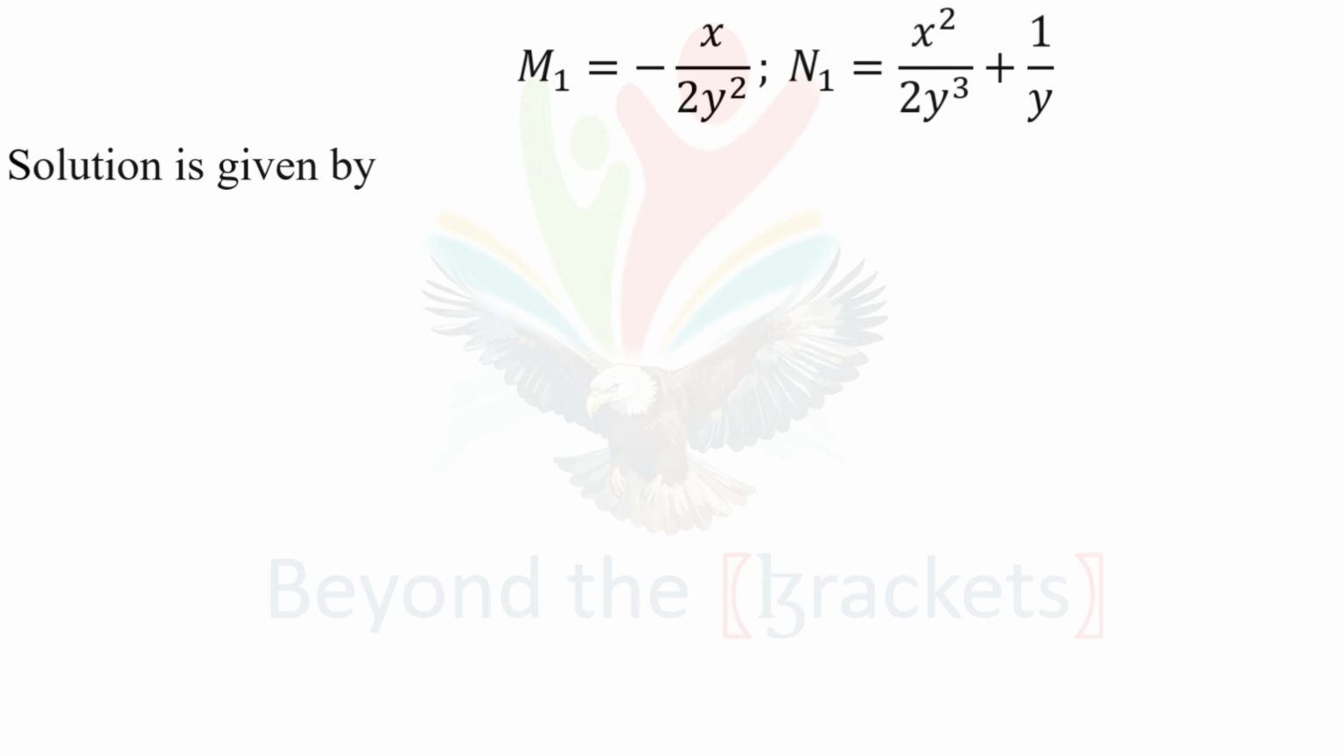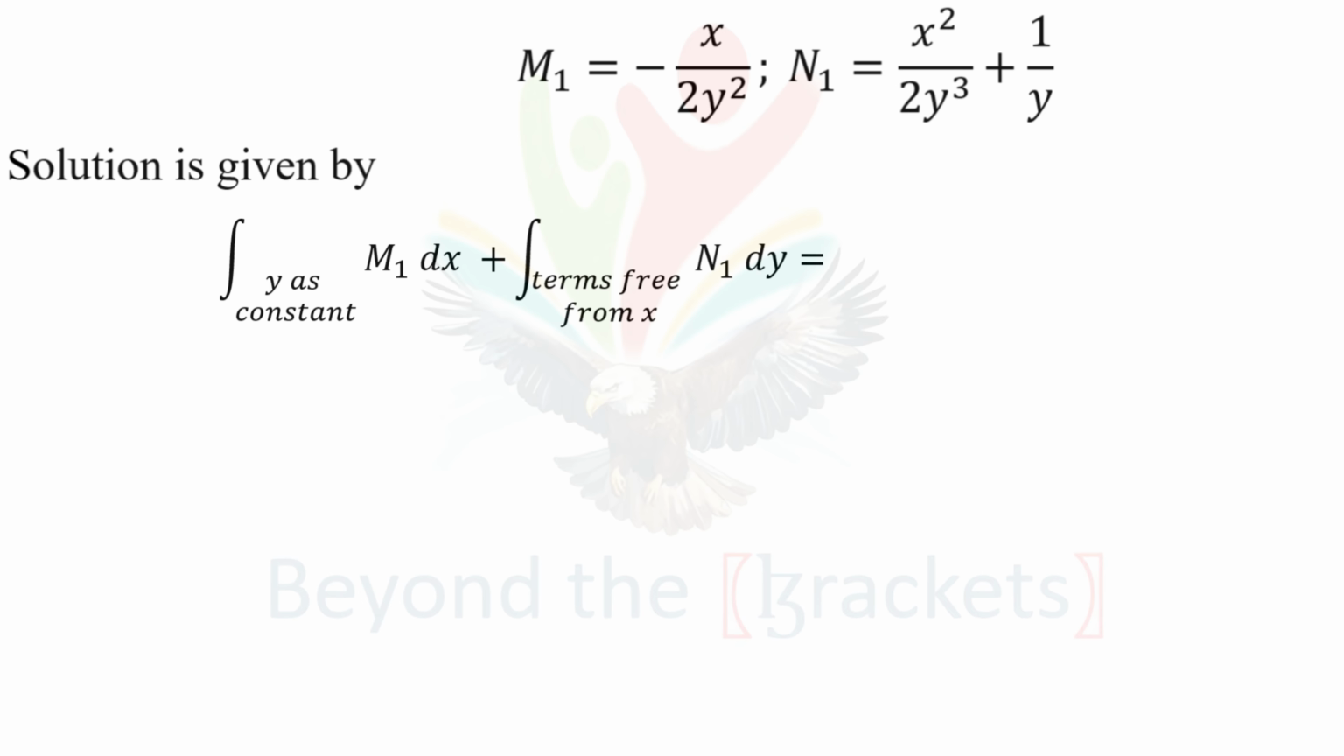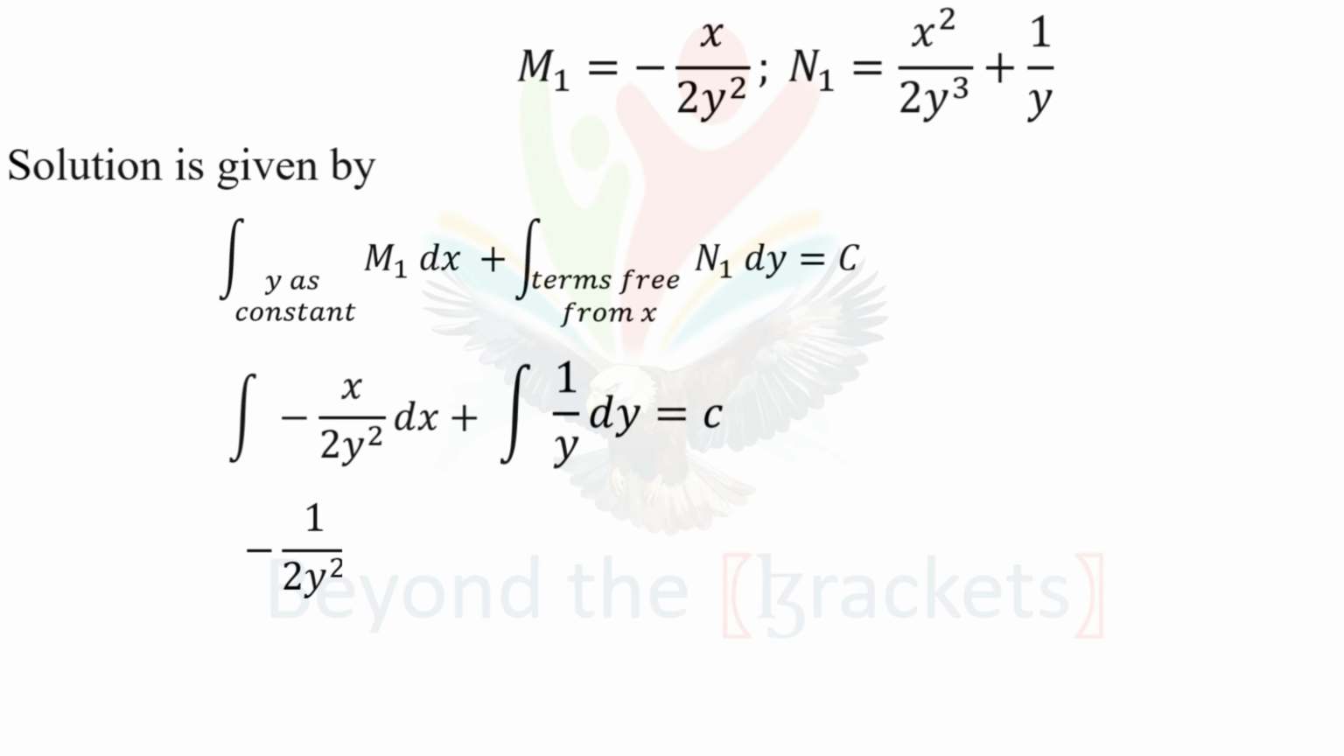Solution is given by integration of M1, where we treat y as constant, into dx, plus integral N1 dy, where we consider the terms free from x, is equal to c. After writing M1 as it is for the first integral, for the second integral the terms free from x are 1 by y. Next, integrating the first integral with respect to x, minus 1 by 2y square is constant. Integration of x will be x square by 2. For the second integral, integrating 1 by y with respect to y, we get log y is equal to c. That completes the solution for this question.